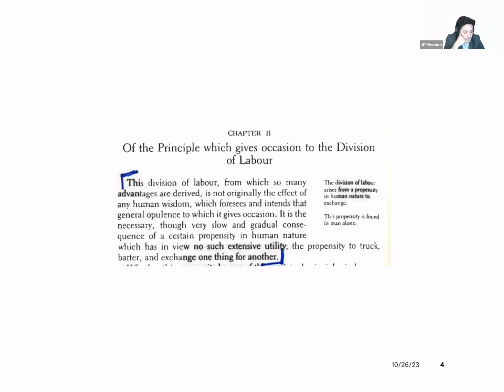As Smith puts it, the division of labor from which so many advantages are derived is not originally the effect of any human wisdom, which foresees and intends that general opulence to which it gives occasion. It is the necessary, though very slow and gradual consequence of a certain propensity in human nature, which has in view no such extensive utility, the propensity to truck, barter, and exchange one thing for another.